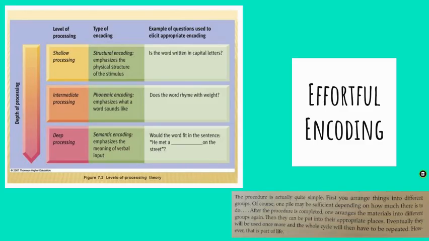So, those 3 levels of effortful encoding, our goal is always to get to that deep processing. How can we give meaning, give personal connection to all the things that we're learning? And once we can do that, our memory is going to skyrocket.